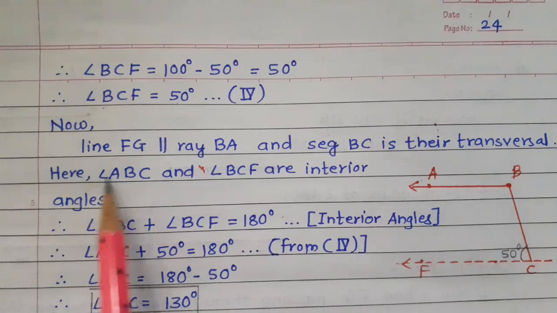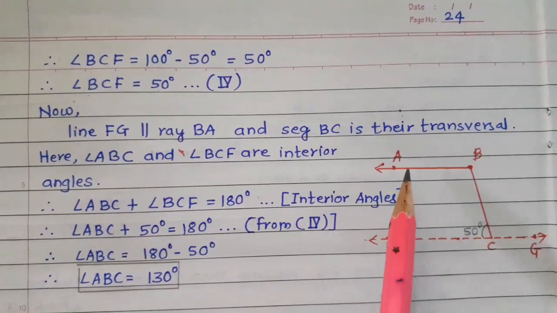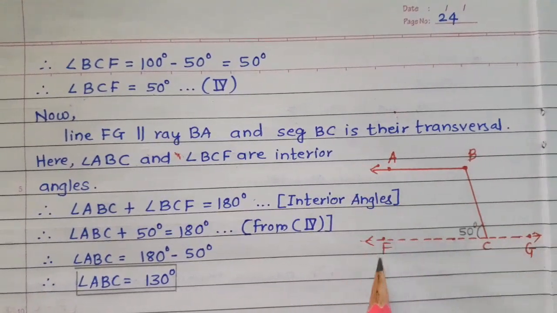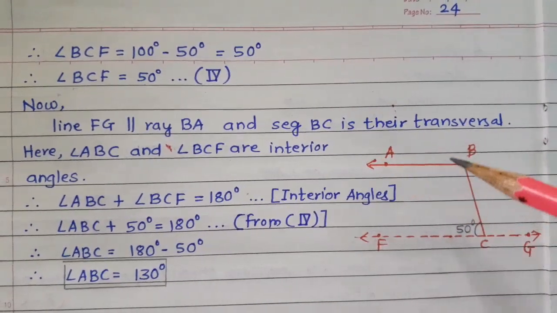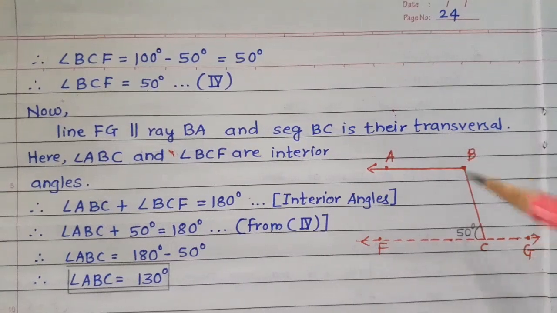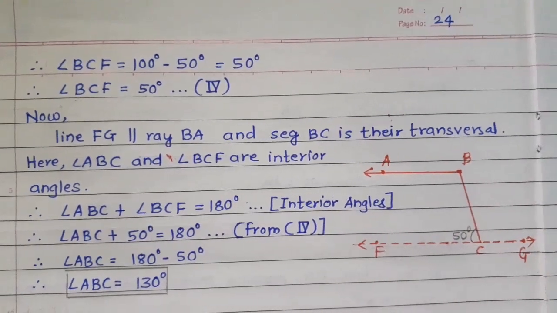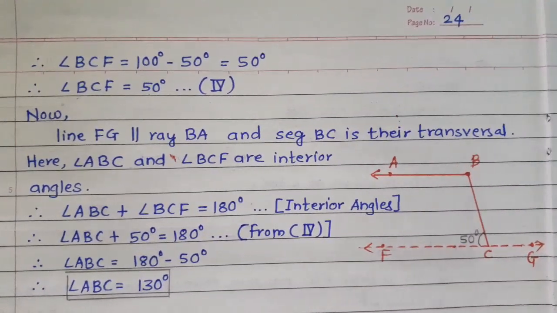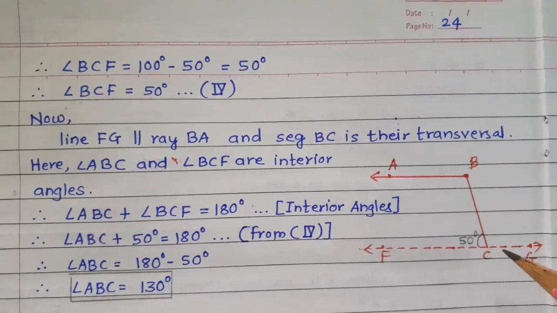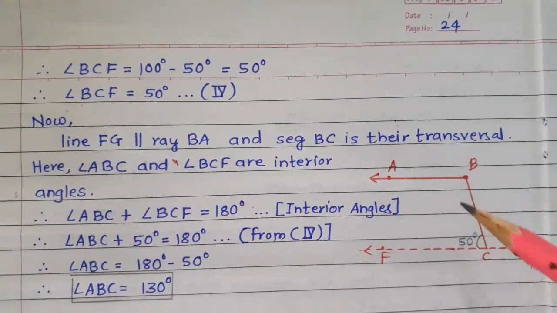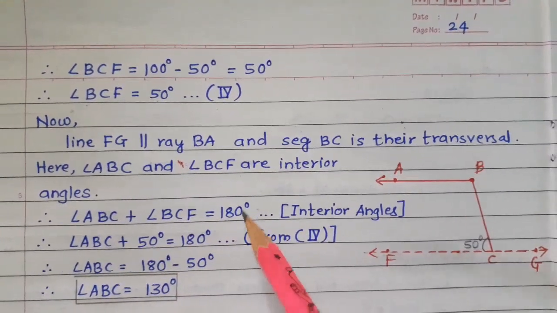Then angle ABC and angle BCF are interior angles. See, FG and BA are parallel and BC is their transversal. Here angle ABC and angle BCF, these two angles are interior angles. And when two lines are parallel and BC is their transversal, then we know that the interior angles are supplementary. Therefore angle ABC plus angle BCF is equal to 180 degrees.